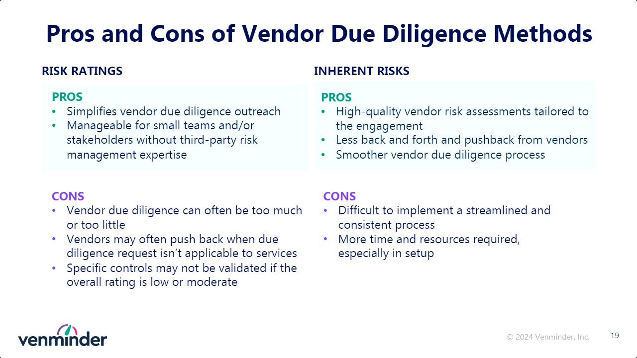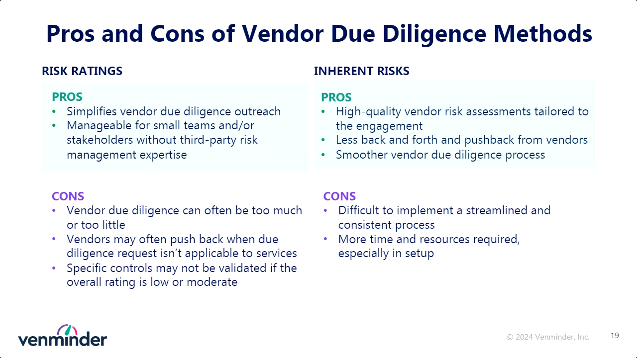Some of the benefits of the risk rating method is that it simplifies the outreach process to the vendor. You'll know exactly what to collect from all your low, moderate, and high-risk vendors without considering the types of risk. And this method is also more manageable for smaller teams or for stakeholders who don't have a lot of experience with third-party risk management. However, this method can sometimes mean that you're collecting too much or too little due diligence if you're setting the same document standards for every vendor within that risk rating. Vendors might even push back if you're asking for things that aren't relevant to their product or service. And some of the controls might not be validated if the overall rating is low or moderate.